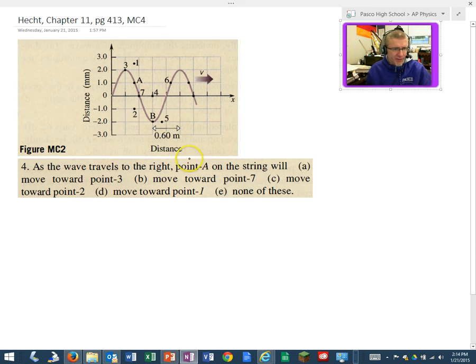As the wave travels to the right, point A on the string will move towards point 3. Actually will. Question.